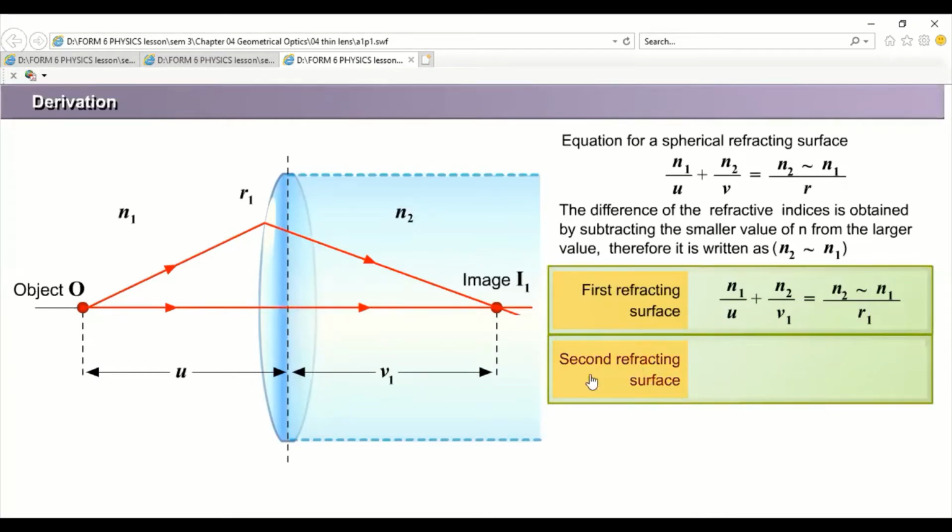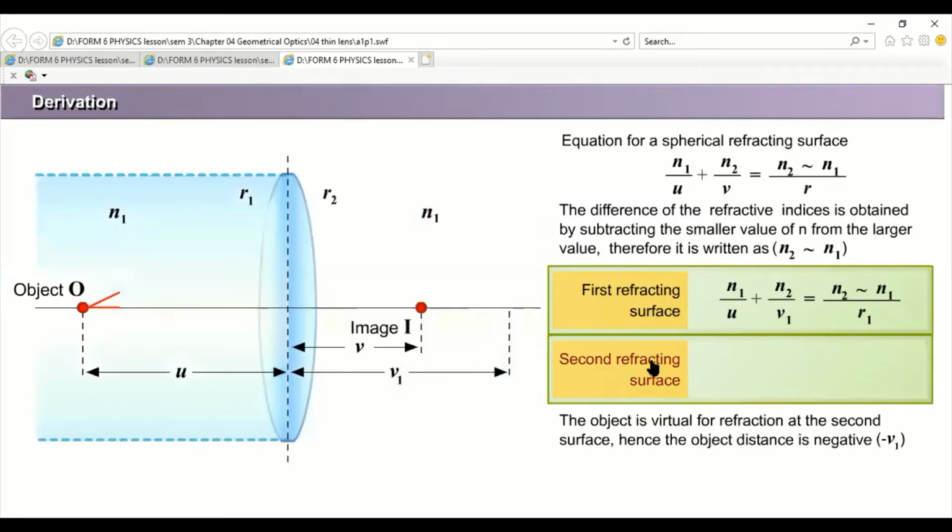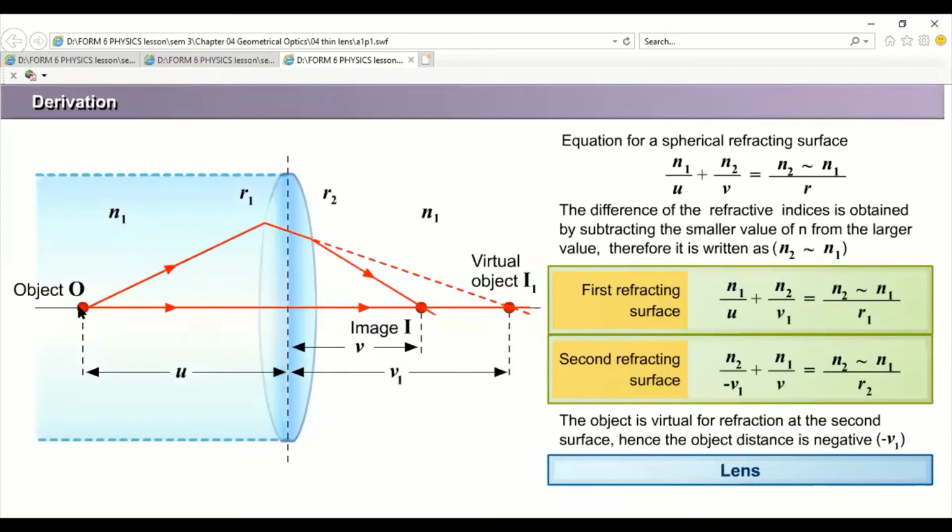So this image is formed by the first curved surface. For the second reflecting surface, the image will form somewhere at V. So from here, we notice how we get the second one, by using N2 and N1: N2 over V1 plus N1 over V will be equal to N2 minus N1 over R.